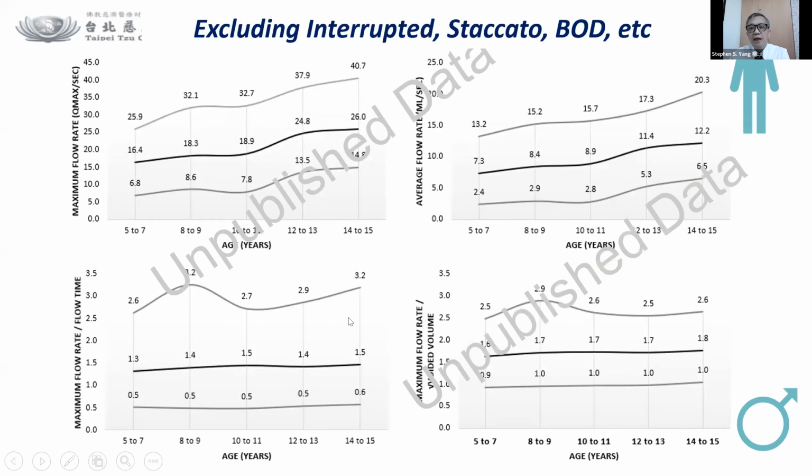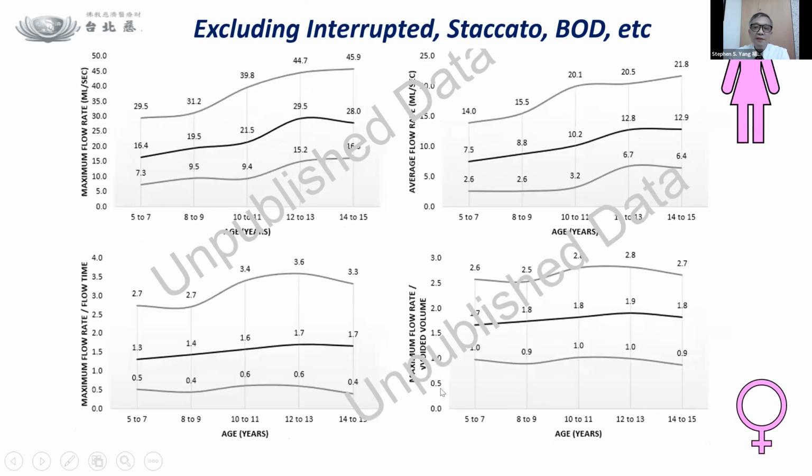When we look at our healthy children and exclude the interrupt, staccato, and bladder over-distension, you can find that in boys, the Qmax and the Q average increase with age, and the Qmax divided by flow time or Qmax divided by square root of voided volume were quite constant. It was 0.5 and 1.0.